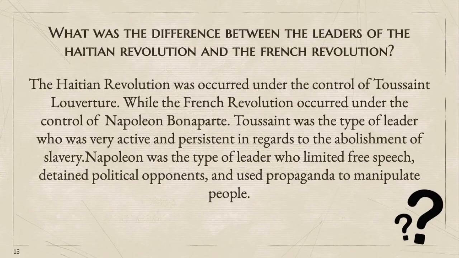For the second question, a possible answer choice could have been, the Haitian Revolution occurred under the control of Toussaint, while the French Revolution was under the control of Napoleon. Toussaint was the type of leader who was very active and persistent in regards to the abolishment of slavery. However, Napoleon was the type of leader who limited free speech, detained political opponents, and used propaganda to manipulate people.